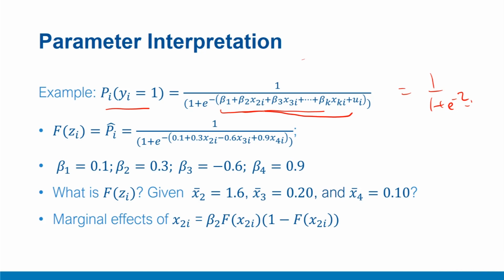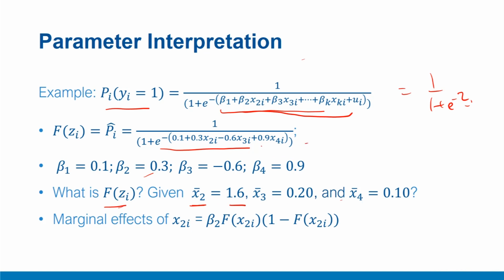Now here, the parameters beta 1, beta 2 and so on are already estimated. We can see them: beta 1 is 0.1, beta 2 is 0.3 and so on. Now here, if you are asked what is the value of f of zi, it is very easy to calculate. We'll calculate it at the mean values of the variables, let's say x2 bar, x3 bar, x4 bar. It is customary to compute the marginal effects at mean values, although you can compute at any given values. So at these mean values, we'll compute the value of f of zi first.